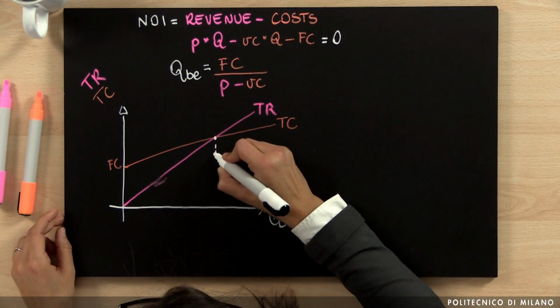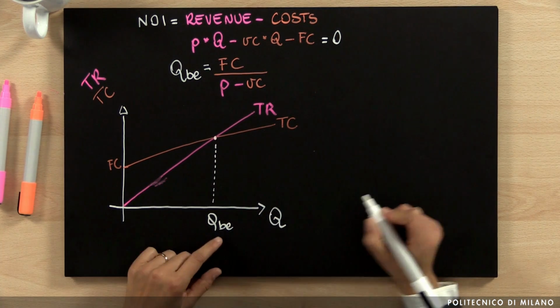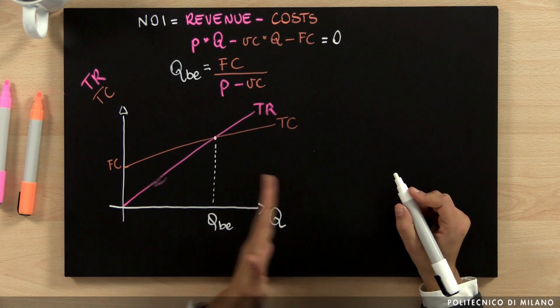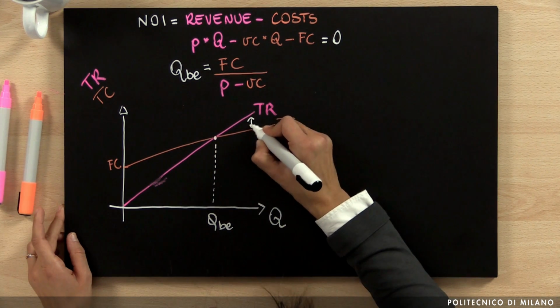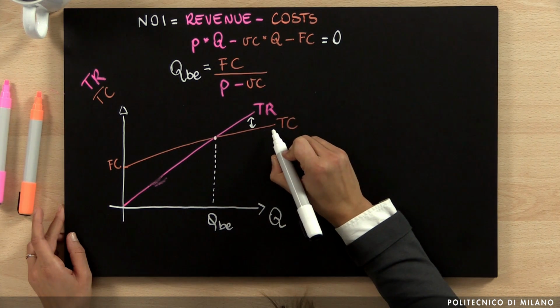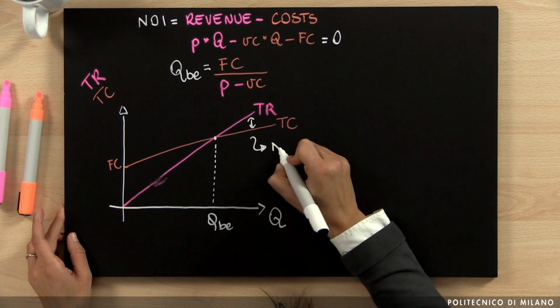So the quantity that corresponds to this point is exactly our quantity to break even. So we have graphically represented the quantity to break even. You can see that the more we move from the quantity to break even to the right side of our picture, the higher the difference between total revenues and total cost. Basically, this delta represents our net operating income. So the more we move to the right side, the higher the net operating income that we can generate.